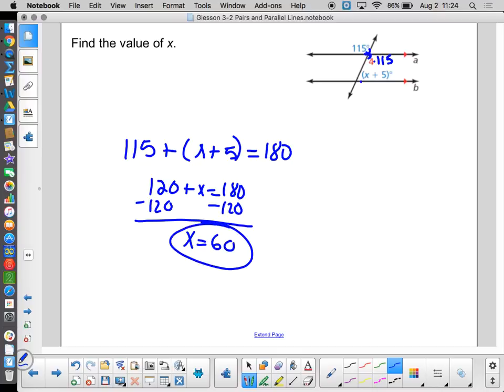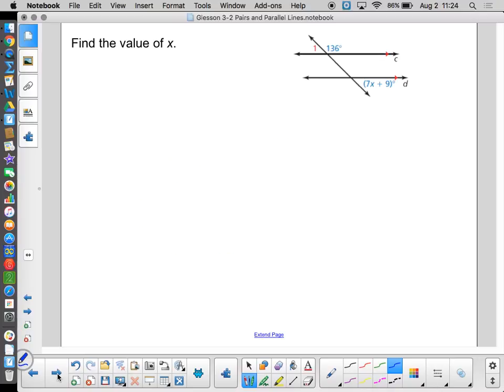Now we ask ourselves once again, is that my final answer, or do I need to find the measures of the angles? And in this case, find the value of x is the instruction. We're done. Same here.